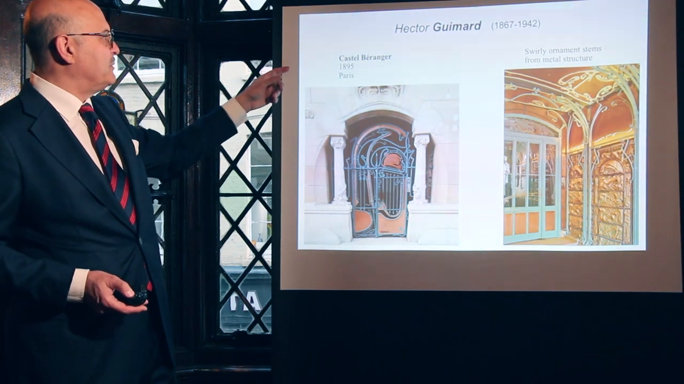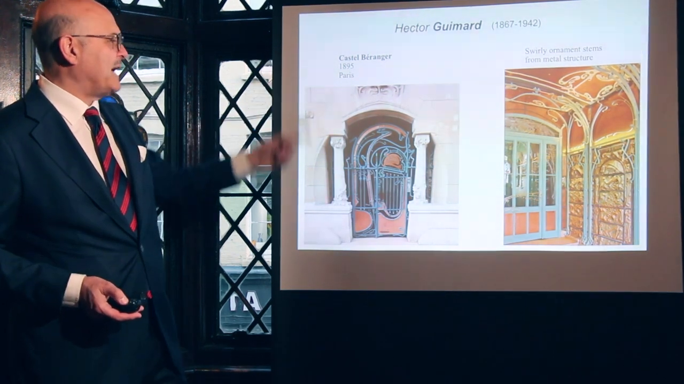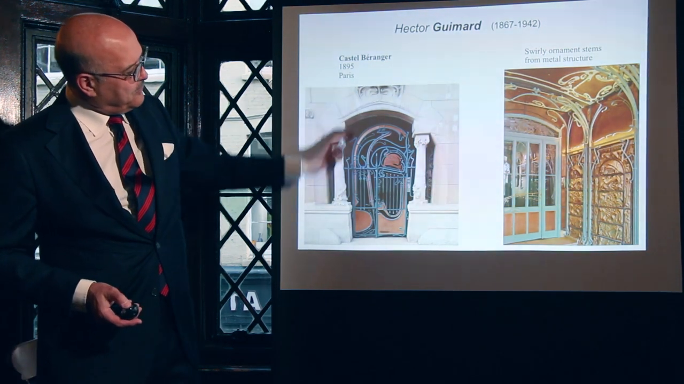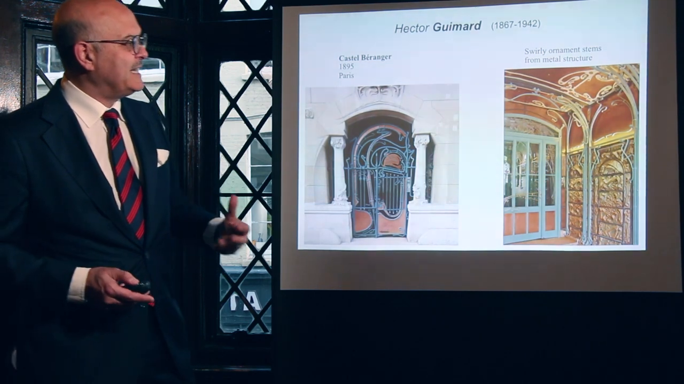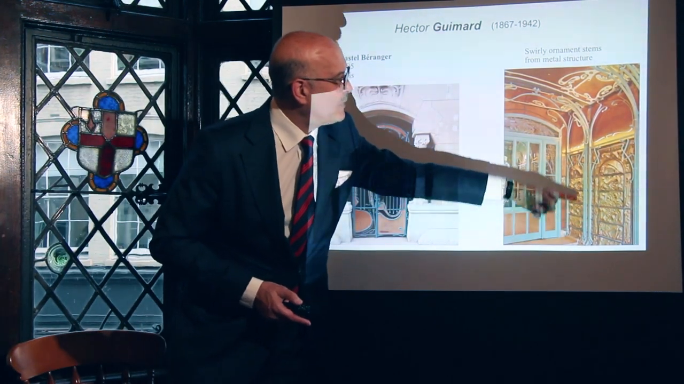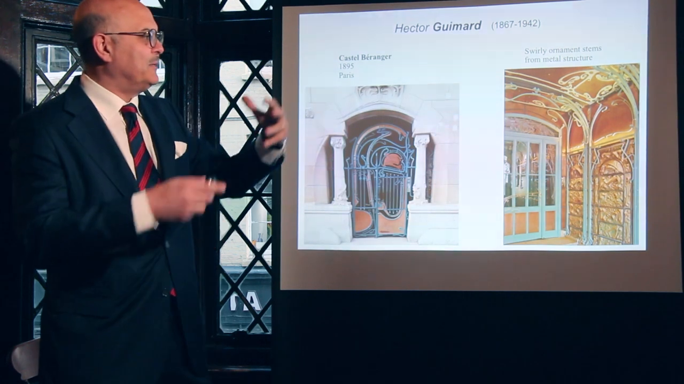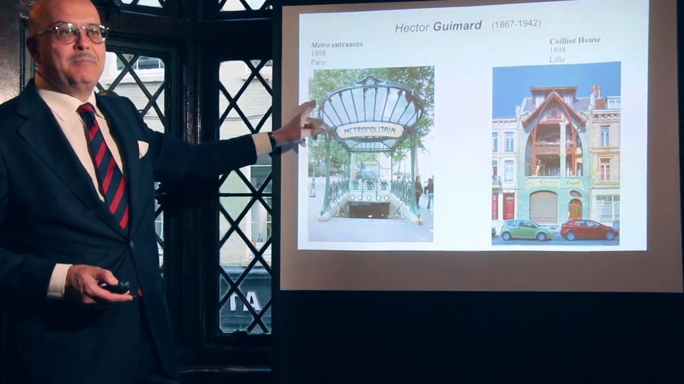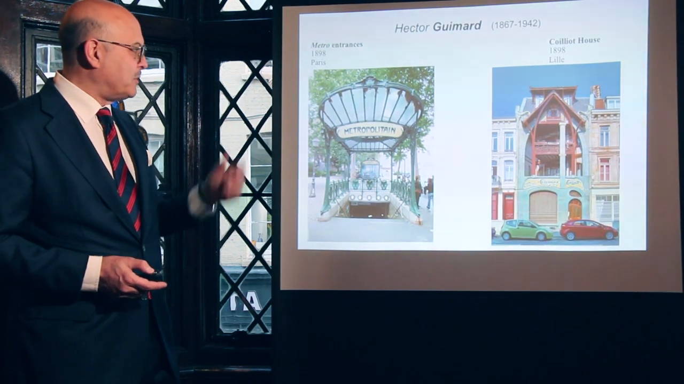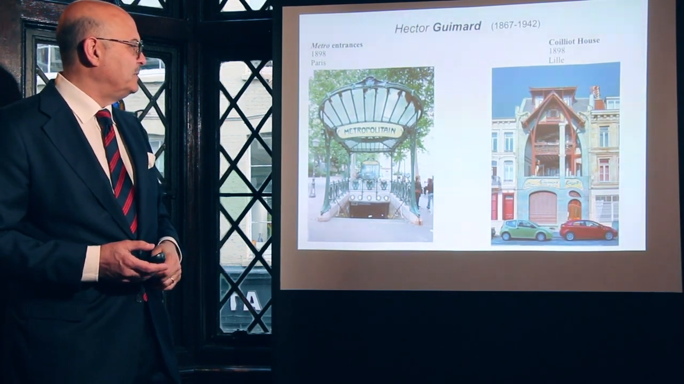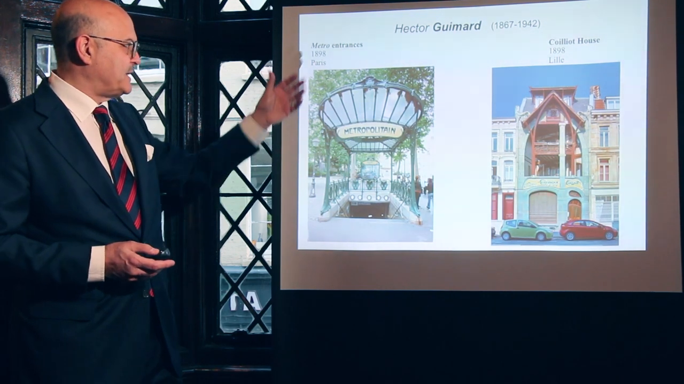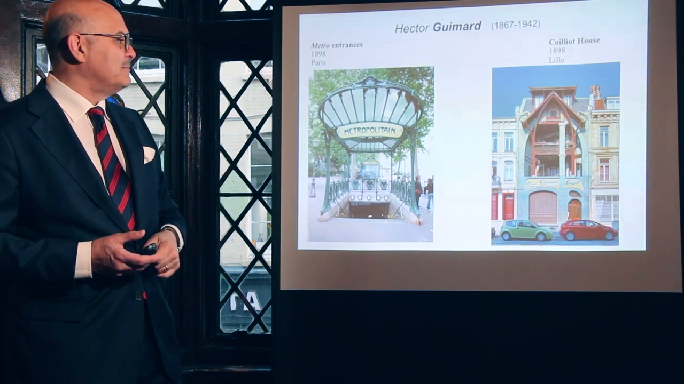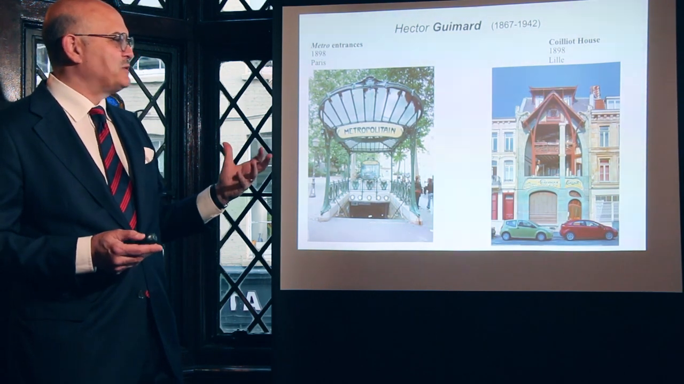This is again Guimard with Castel Béranger, who, by the way, was of Catalan family, but in origin. You can see they're doing, you know, all the very organic forms in there. They're retaking that. This column starts as an upright and then it becomes a kind of plant. And the thing Guimard is probably best known for still is the metro entrances in Paris, which are a very nice example of Art Nouveau graphics and ironwork. And if you look at the Coilliot house in Lille, you know, it's like a house built by fairies, right?